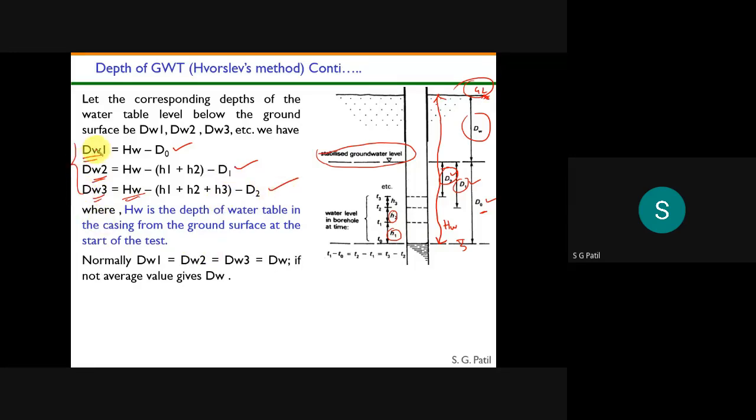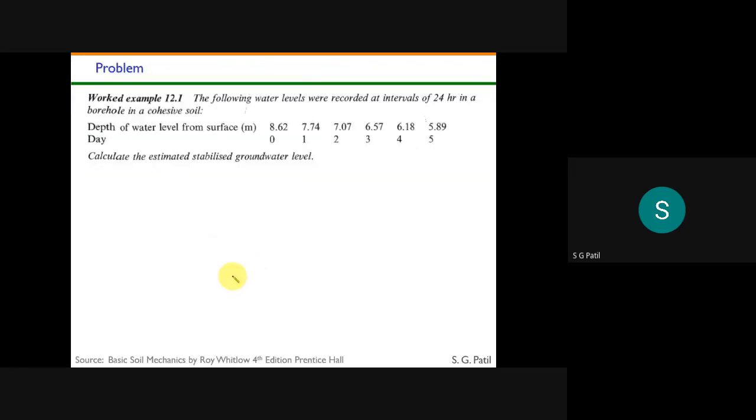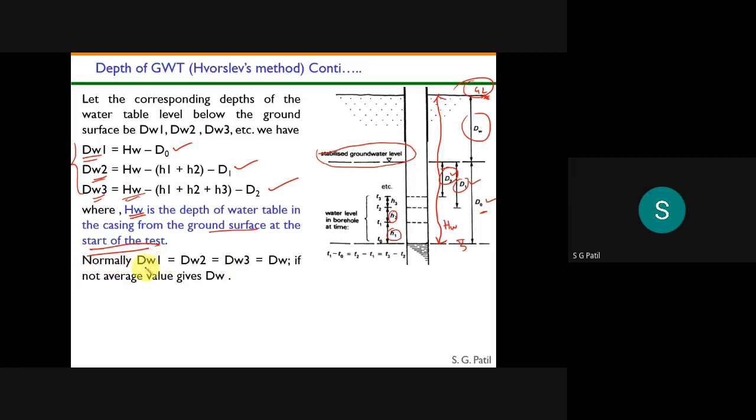Like that I should get DW1, DW2, DW3. See here, HW is the depth of the water table in the casing from the ground surface at the start of the test. Once you get DW1, DW2, DW3, take the average, which will give me the depth of the water table. Normally DW1 equals DW2 equals DW3 equals DW. If not, then take the average.